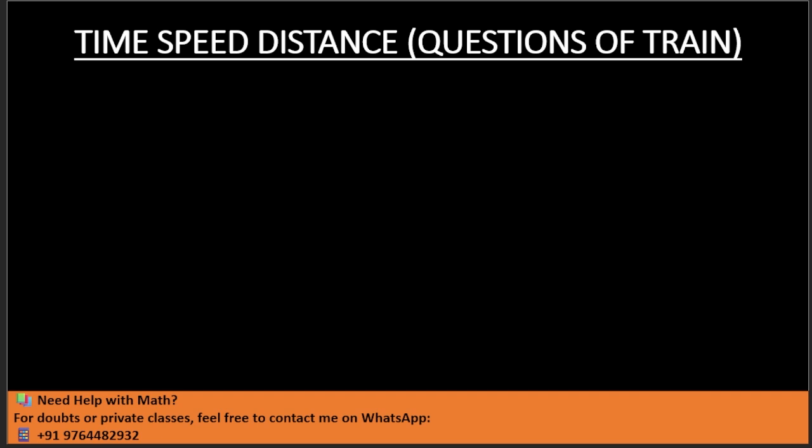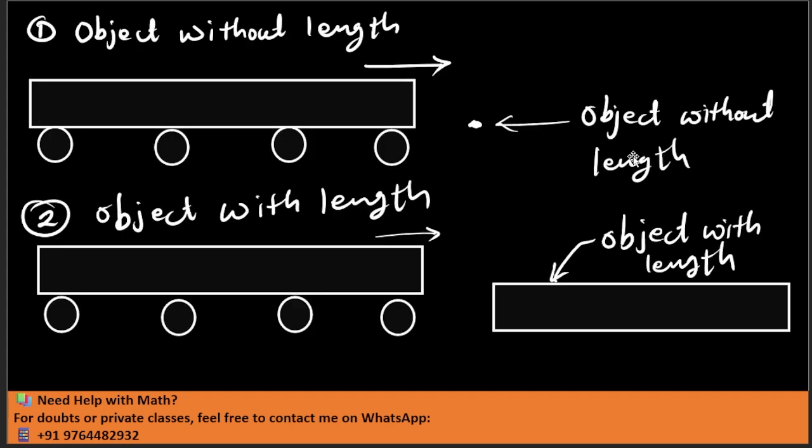So today we are going to see some questions of time, speed and distance, and those questions are based on trains. In this type of question, the train is crossing some object, and there are two types of object: the object having length and the object that does not have length. So before going to the questions, we will be seeing the concept.